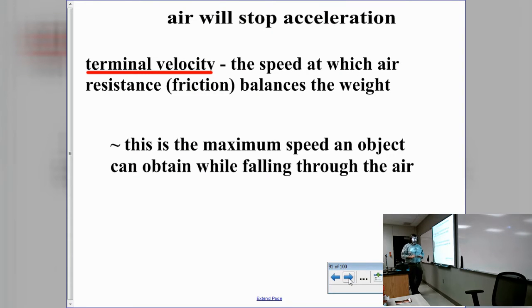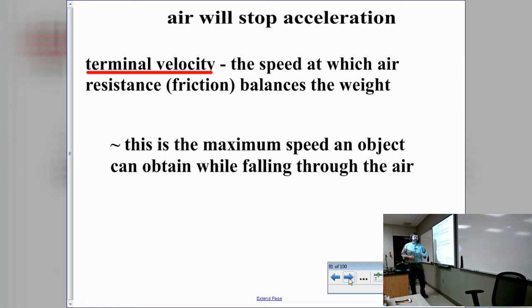When objects are not in a vacuum, which is 99% of the time, right? So air will stop the object's acceleration. And this is where we reach what's called the concept of terminal velocity, the speed at which the air resistance, the force of friction, is balancing out the object's weight. Now, this is the maximum speed an object can actually obtain while falling through the air.